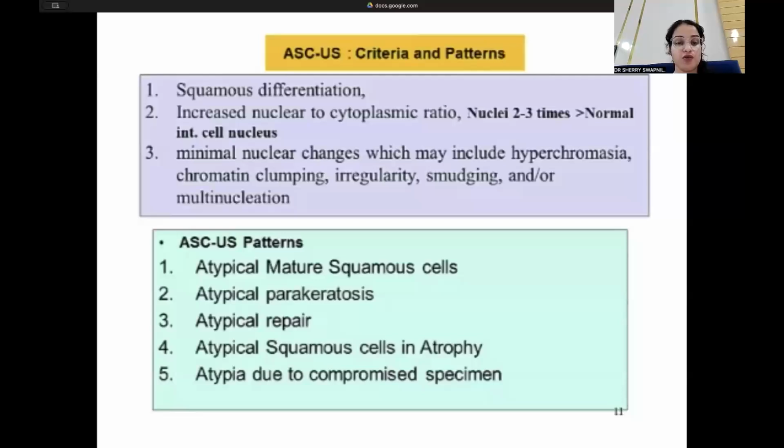That's why we have discussed those reactive changes. Atypical mature squamous cells, the metaplastic cells, if they show atypia, then it can be reported under ASCUS. Parakeratosis, as I have told you earlier, if the nucleus is showing atypical changes, then we should report it under ASCUS. Atrophic smear, or in case of repair, if the nuclei of the cells are showing atypia, nuclear enlargement along with uneven distribution, hyperchromatic nucleus may be there, mild irregularities or multinucleation, it should be considered as an atypical change and should be reported as ASCUS. Next slide, please.